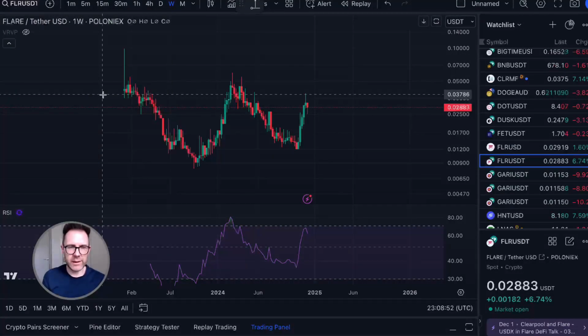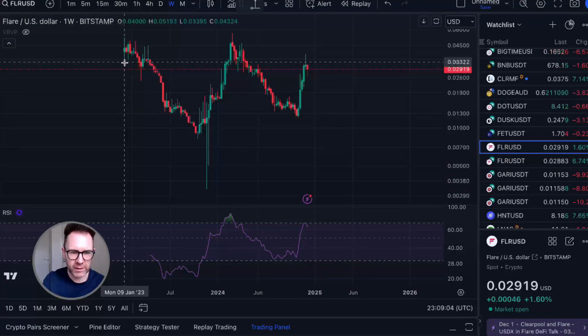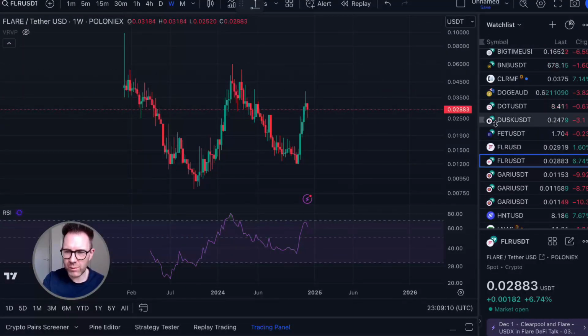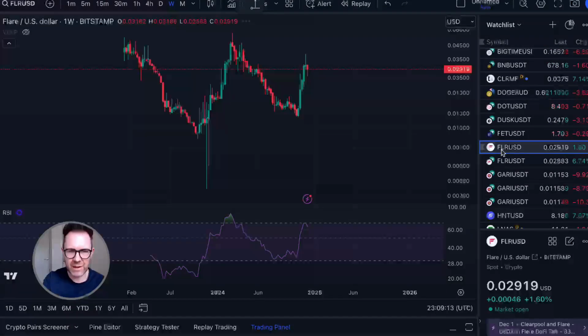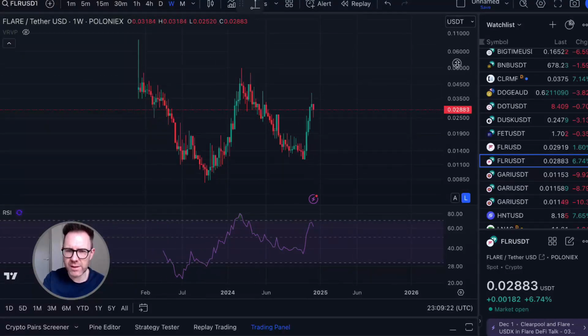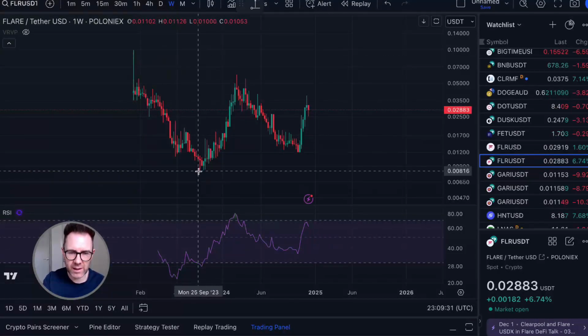2.8 cents currently. I'm using the Poloniex website. I've got Poloniex and I've got Bitstamp. Which one will I use? Does it really matter? Because they both go back to January of 2023. I'm going to use Poloniex because you've got a couple of little less spikes there. So this is the Poloniex price. We have a spike high, don't worry about that, of 9 cents, nearly 10 cents, and a low of 0.8 cents roughly.